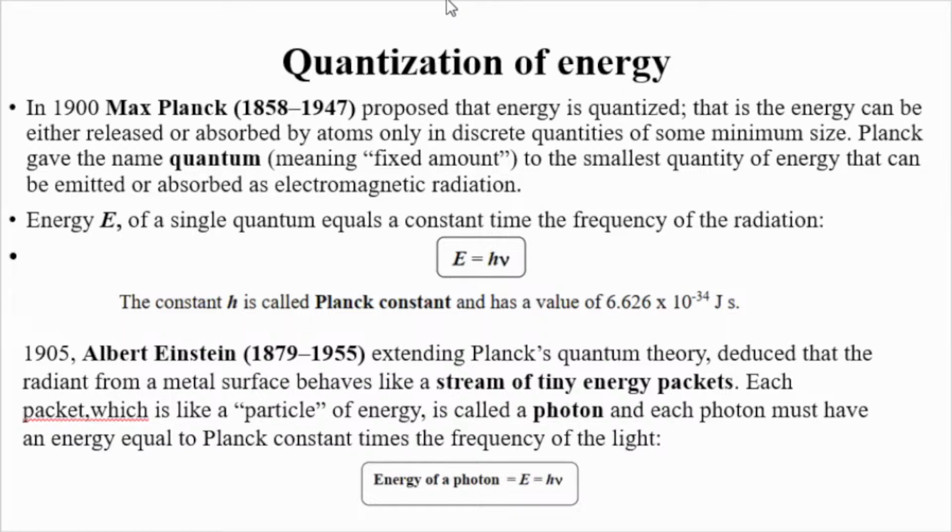Vihanga, do you have any questions? No, ma'am. Okay. Then these go as packets, and the energy in one packet we call a photon. If you have any questions, please let me know.